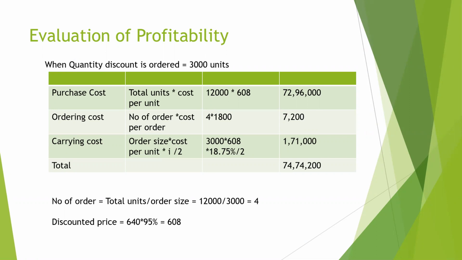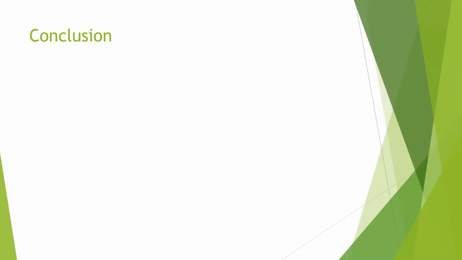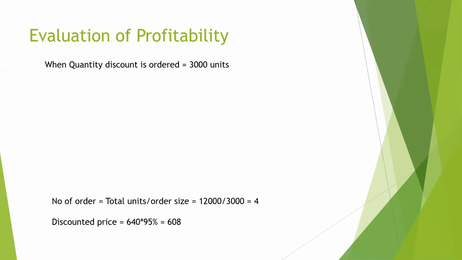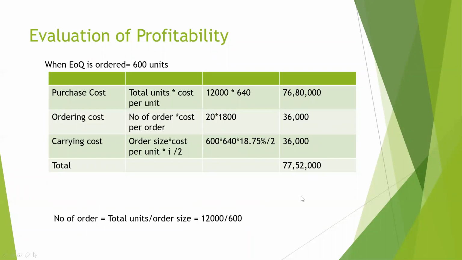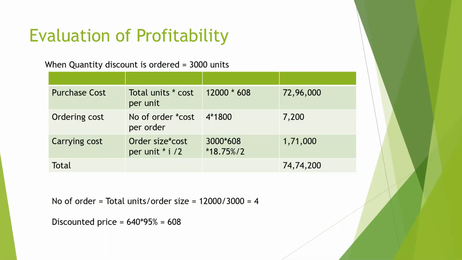This is because since we are ordering more units, we'll have to incur more costs in order to sustain those units. The storage of the unit, the insurance charges, etc., will obviously increase as the quantity in the warehouse increases. But the ordering cost will reduce because we are going to order lesser number of times. So when we were ordering the EOQ quantity, the total cost was coming to be 77,52,000, but with the quantity discount, we'll only have to pay 74 lakh, that is around 2 lakh less.